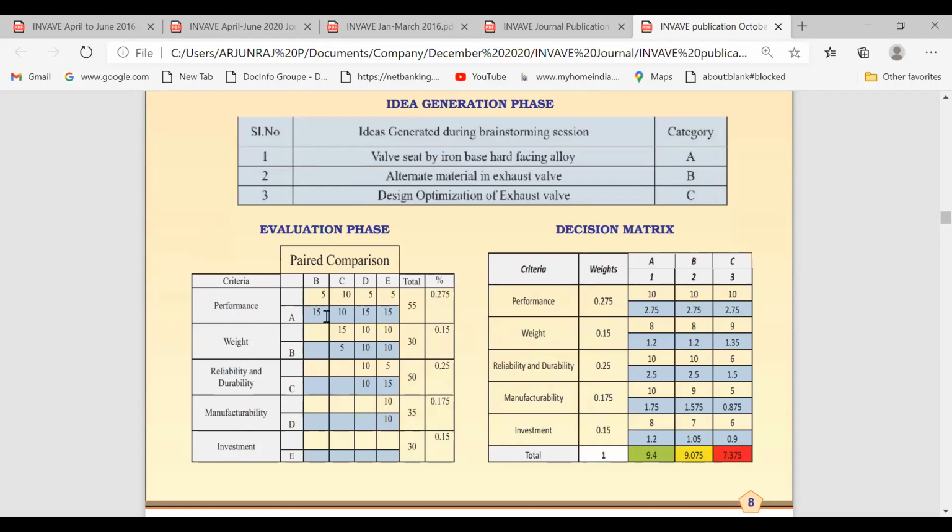Performance is important. Okay, so that's why given 15 points to performance and 5 points to weight. And when I'm comparing performance with reliability, both are same, means both is required. Okay, performance also important, durability is also important. So it's like 10 points. When I'm going to compare performance with manufacturing, going more importance to performance. And performance versus investment, again performance is going to be higher. I need to add. So how this 55 is coming, you need to add all the things. So you have to add the column, and finally you're going to get this total.